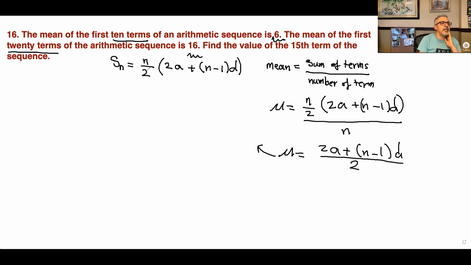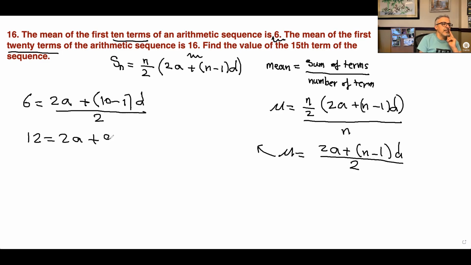They said the mean is 6 here for the number of terms 10. So the mean is 6. So I go 6 equals 2a plus n, which is 10 minus 1 d, all over 2, which I'm just going to cross the 2 right there. That's going to give me 12 equals 2a plus 9d. So that's the first equation for the first information that is given to us right there.